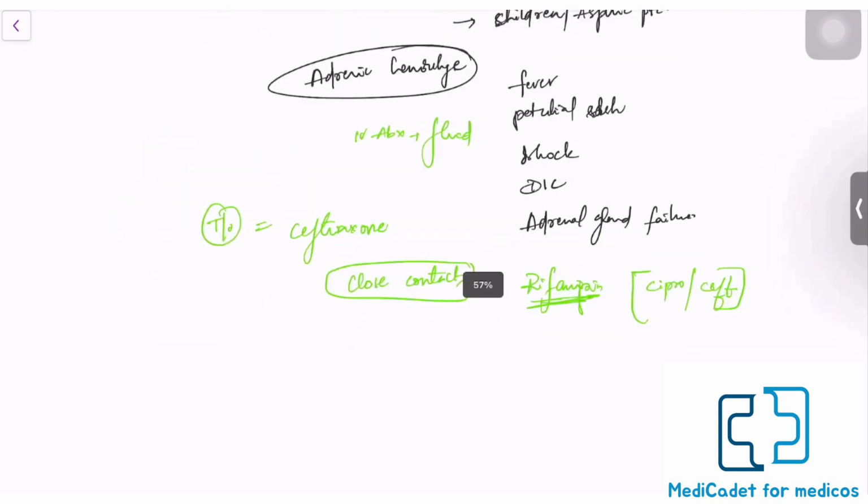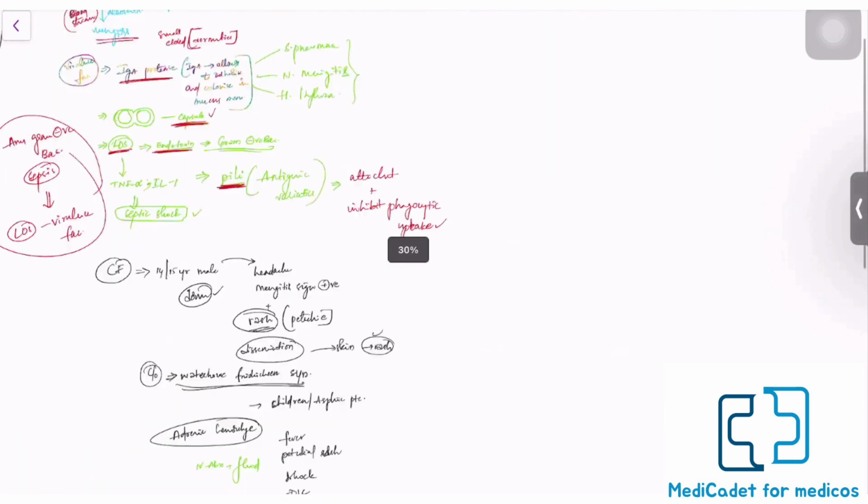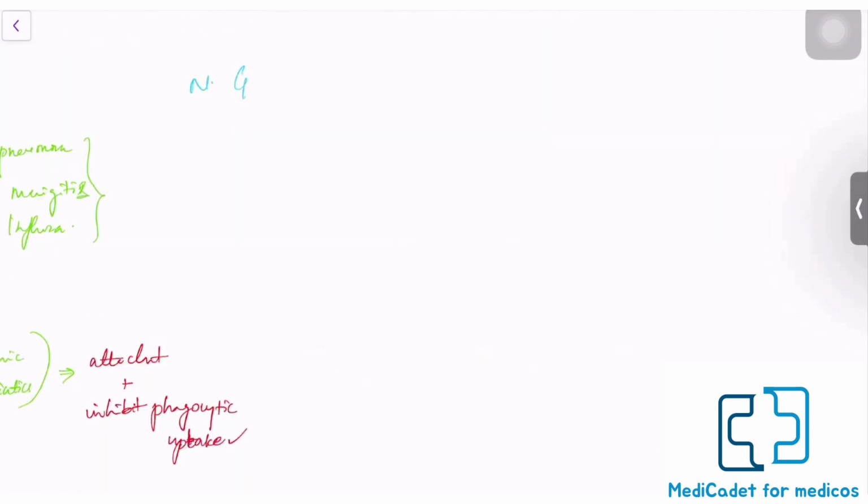Then coming to Neisseria gonorrhoeae. Okay, so where does it lie? It generally resides in the genital tract of human beings. And very importantly, the remaining everything is same. These are diplococci, they grow in Thayer-Martin agar.